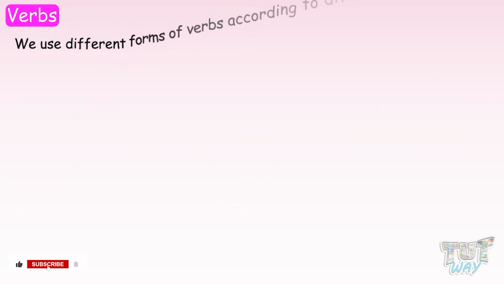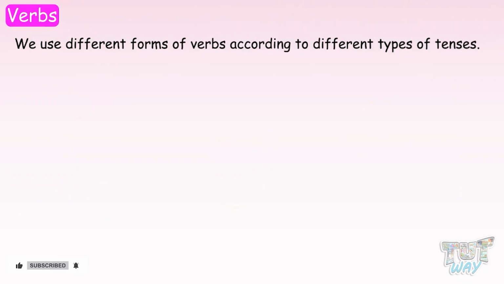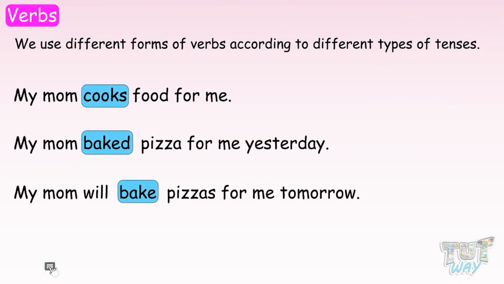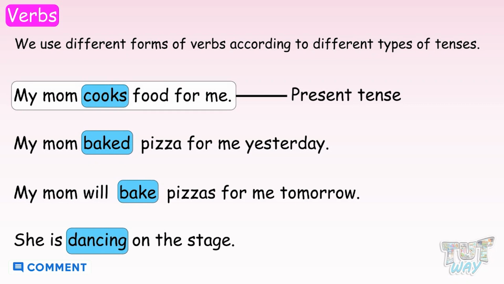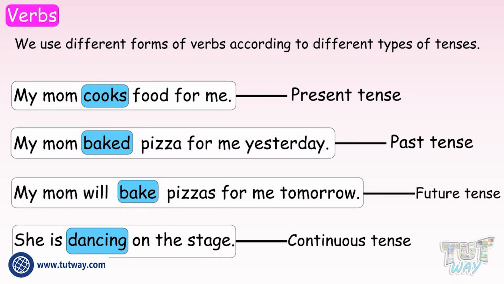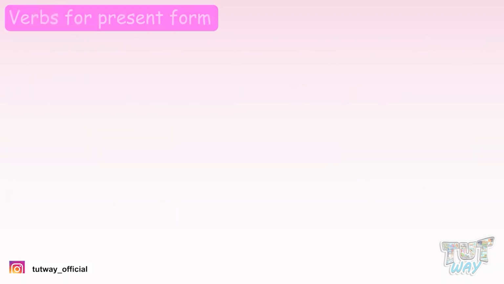We use different forms of verbs according to different types of tenses. Different forms of verbs are used for present tense, past tense, future tense, and continuous tense. Here are some verbs used for present tense.